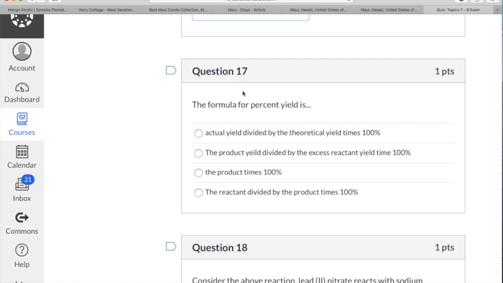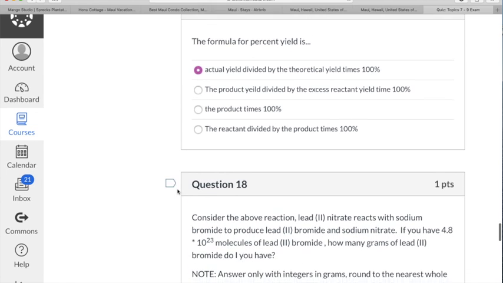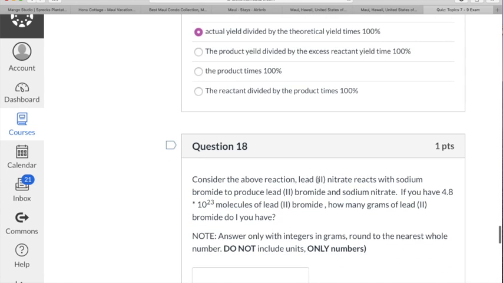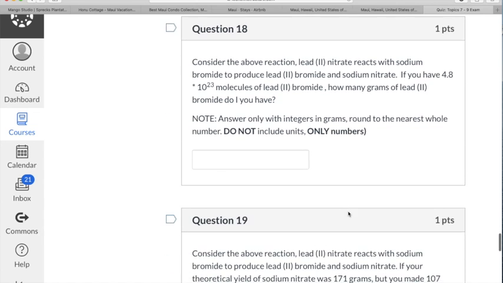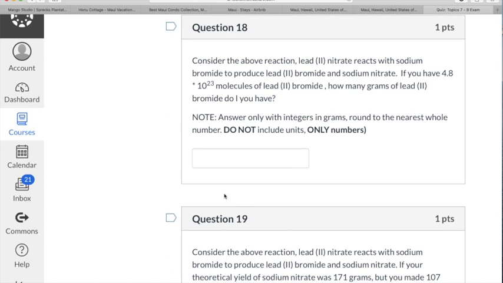17, the formula of percent yield is actual divided by theoretical times 100. Then it says consider the above reaction. If I have 4.8 times 10 to the 23 molecules of lead bromide, how many grams of lead bromide would I have? All right, we can do that.